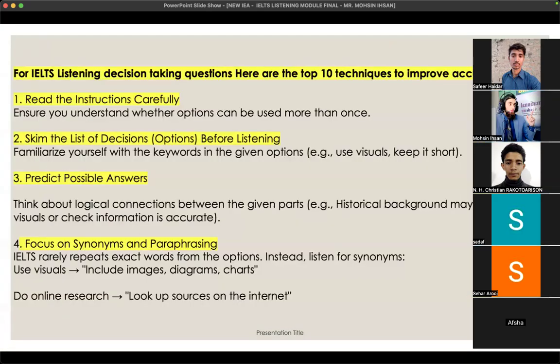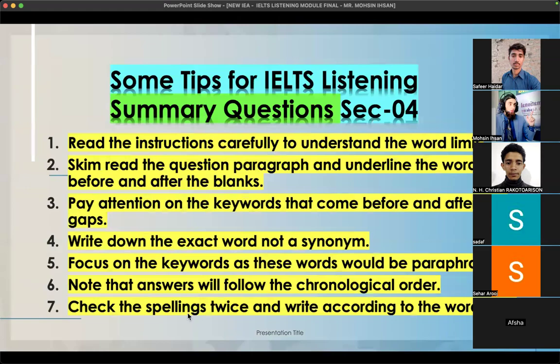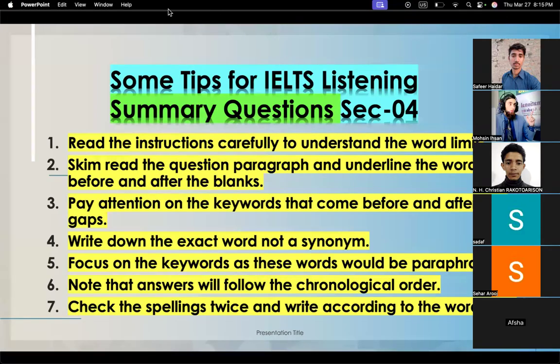Next, note that answers will follow the chronological order. Like it will come in sequence, not randomly. Check the spellings twice and write according to the word limit. Last day I shared a link from both Instagram and Facebook page, official page. Please go to that. The spellings must be clear.